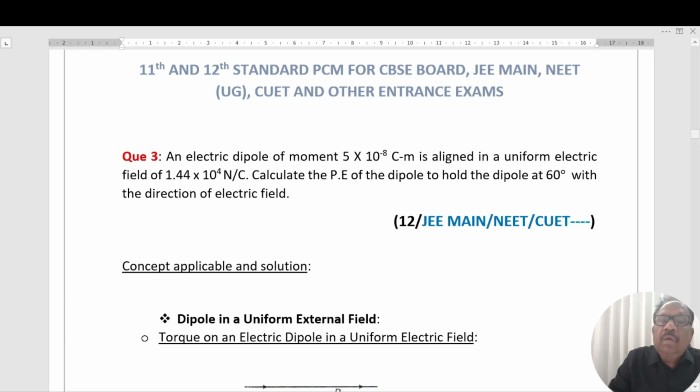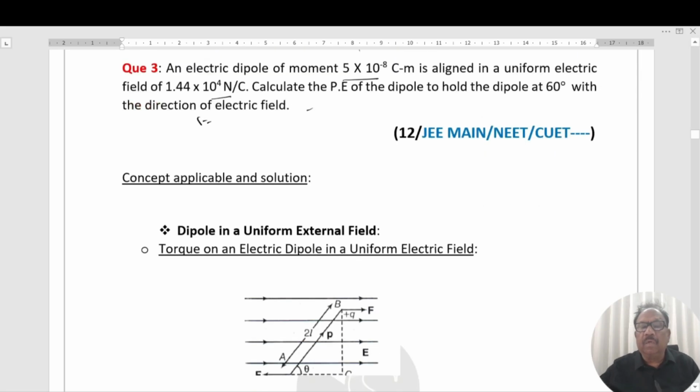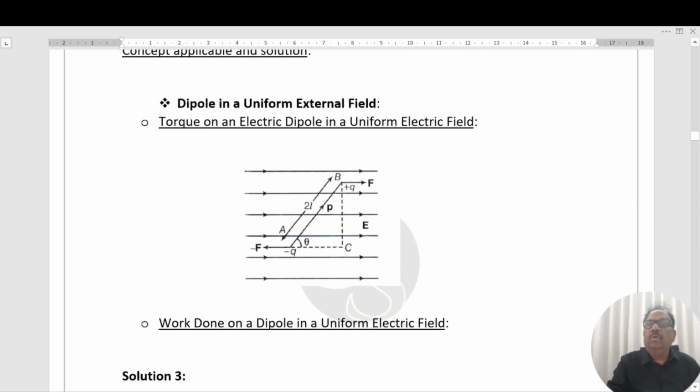Dipole in an electric field. An electric dipole of moment P is aligned in a uniform electric field. This is P, this is E. Calculate the work done to hold the dipole at 60 degrees with the direction of the electric field. Let's start. We know dipole and electric field. One is torque. Torque is P cross E, the cross product of these, that is PE sin theta into the unit vector in the direction of this.